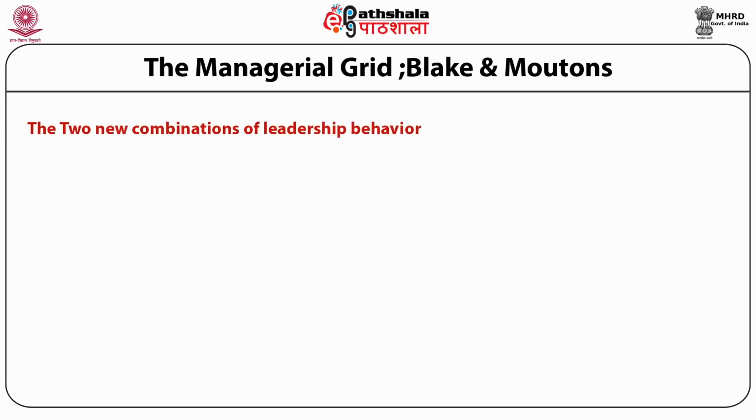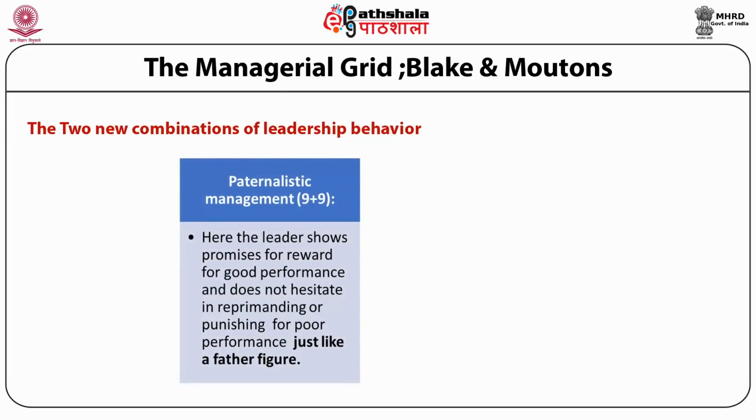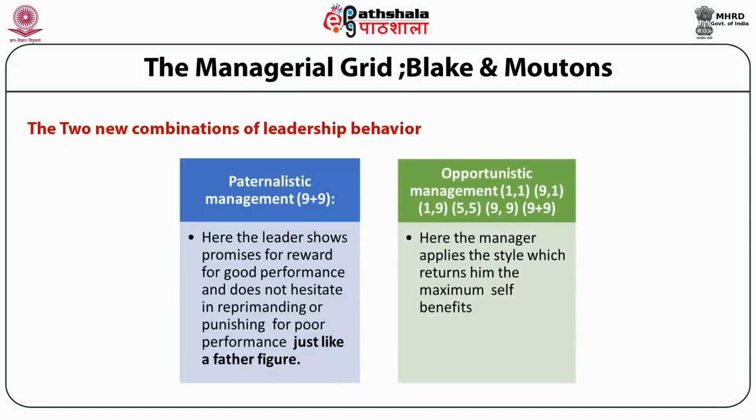The two new combinations of leadership behavior: paternalistic management shows promises for reward for good performance and does not hesitate in reprimanding or punishing for poor performance, just like a father figure. In the opportunistic management grid, the manager applies the style which returns him the maximum self-benefits.